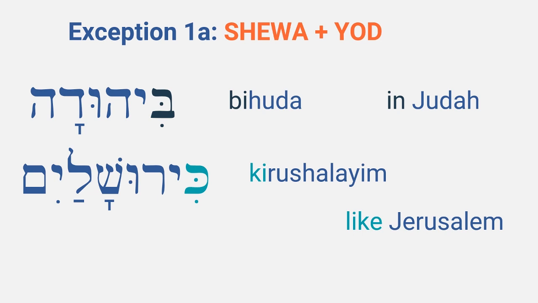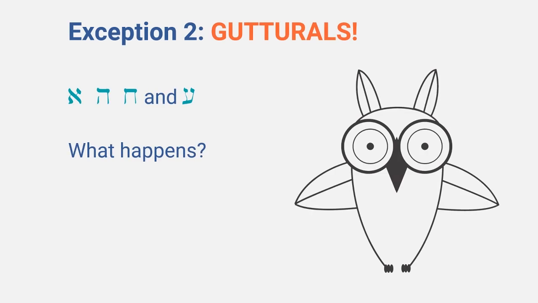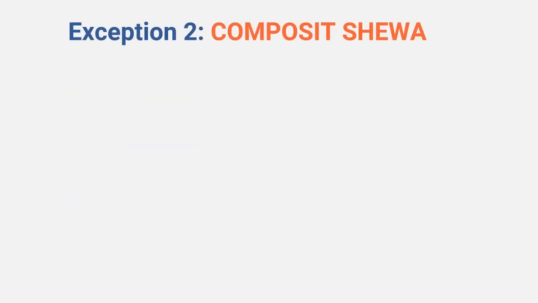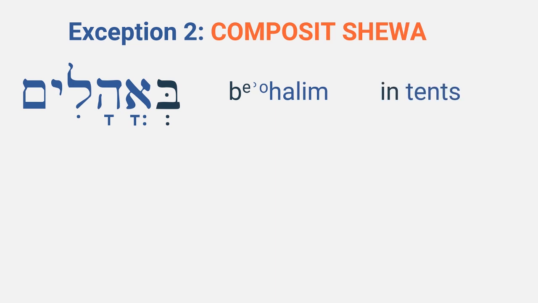Are you ready for the next challenge? The gutturals. The Aleph, the He, the Chet and the Ayin. So, what's going to happen here? Nothing. Got you there, didn't I? But what happens when you have a shewa underneath the guttural? Well, in that case, the shewa turns into a composite shewa, taking on a very short vowel.